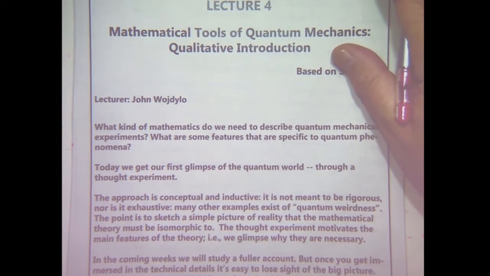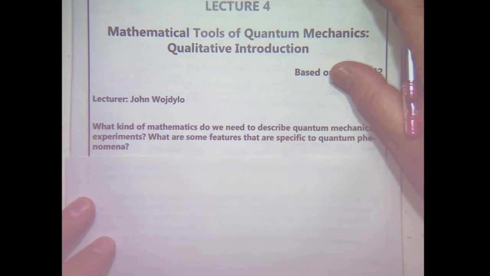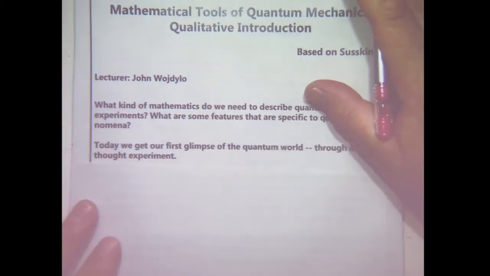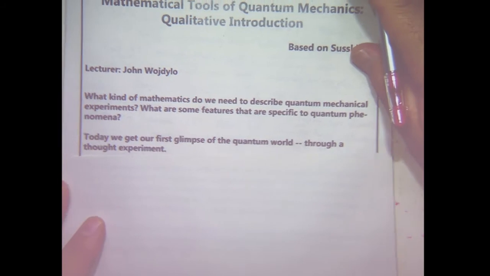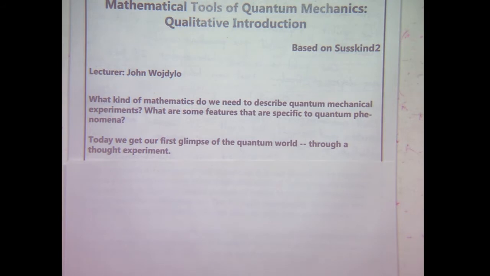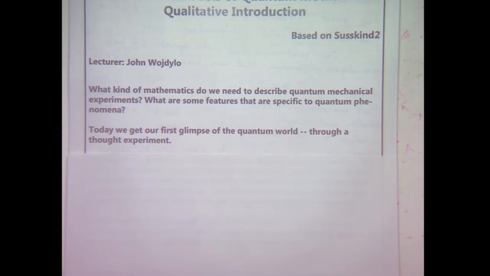Now, what kind of mathematics do we need to describe quantum mechanical experiments? And what are some of the features that are specific to quantum phenomena? So, in a kind of thought experiment, I'm going to just tell you the kinds of experimental results that you would expect. How would experiments behave if you did experiments on a quantum system? And from that, we will see what kind of mathematics we need to describe it.